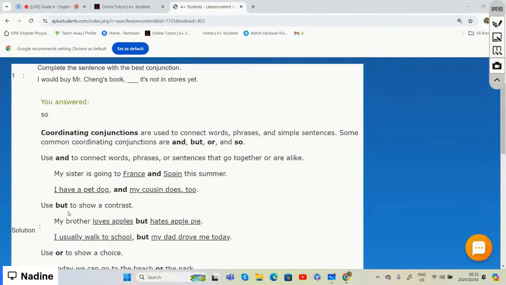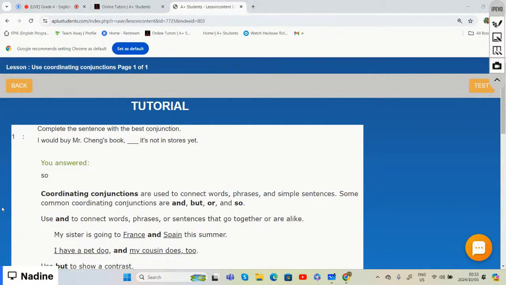All right. So now remember when we use our coordinating conjunctions, we need to add it, not just underline or circle. We're going to add either and, but, or so. I would buy Mr. Ching's book. It's not in stores yet. What coordinating conjunction are we going to put over there?